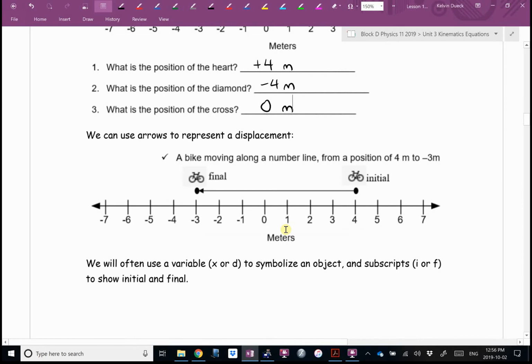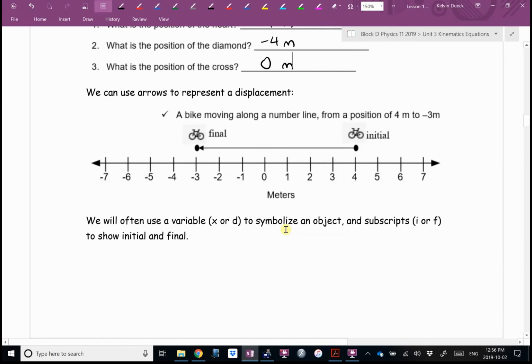I said to you that a displacement was a change in position. We can use arrows to represent a displacement. So here's a bike moving along a number line from +4 meters to -3 meters, and you can tell it's in that order because the arrow tells you the direction of motion. We will often use a variable, x or d, to symbolize an object's position, and we'll use subscripts, i for initial and f for final.